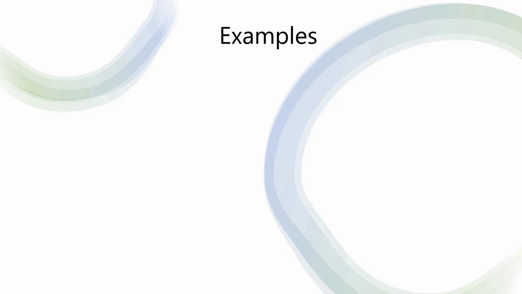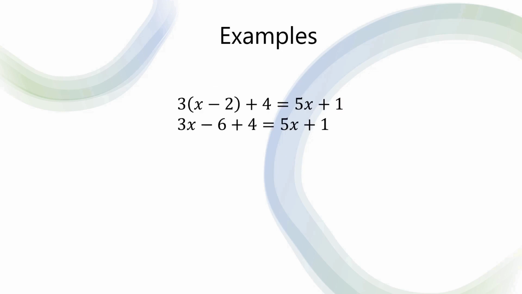Let's take our equation-solving skills up a notch by delving into a more advanced example. Consider the equation 3(x minus 2) plus 4 equals 5x plus 1. This equation may appear daunting at first, but with a systematic approach, we can solve it step by step. To begin, distribute the 3 into both terms within the parentheses on the left side of the equation. 3(x minus 2) plus 4 equals 5x plus 1. 3x minus 6 plus 4 equals 5x plus 1. 3x minus 2 equals 5x plus 1.